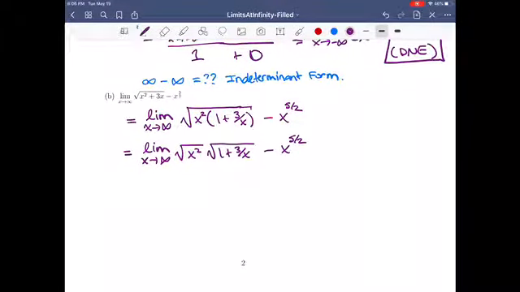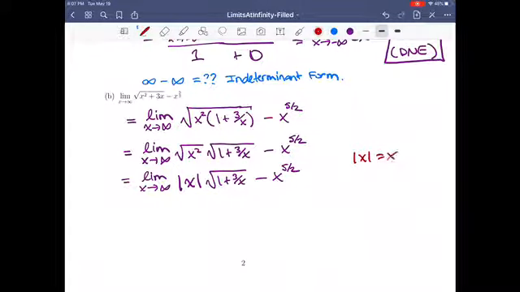Now, when I square a number and then take the square root, what do I get? This is the special case where I actually get absolute value of x, because I'm always going to get a positive number. But our x's are positive anyway, because we're going to positive infinity, so you don't really have to worry about that absolute value. Maybe I'll keep it in this step and then drop it. Minus x to the 5/2. Absolute value of x is actually equal to x, since x is going to infinity, therefore it's a positive number.